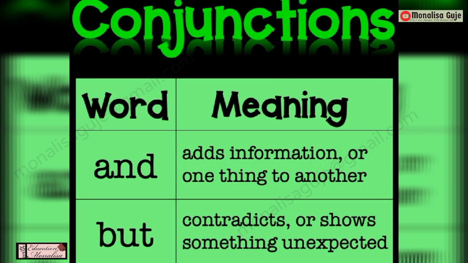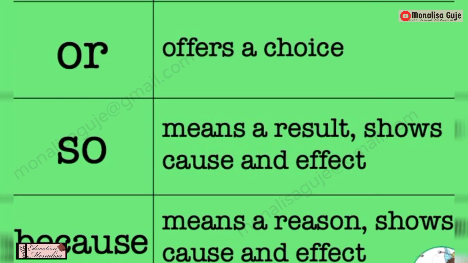Now, the conjunction words and the meaning when they are used. The first one is the word and, which adds information or one thing to another. Then comes but, which contradicts, means it gives a different idea from what is said in the initial one, or shows something unexpected. That is the meaning of but. Next is or. It offers a choice. You can do this or this. Next comes so. It means a result, shows cause and effect.